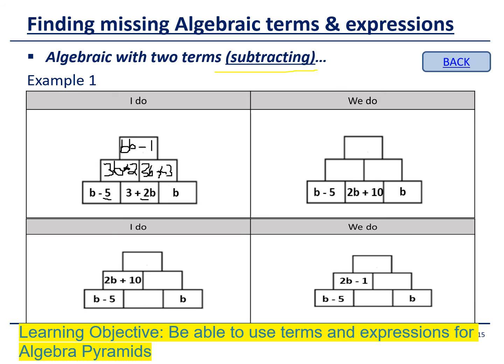Alright, for the second I do, let's start bottom middle. So how do we get from b to 2b in the middle row? Well, we're just going to need a b there in the middle bottom. So b and b, 2b. And then how do we get from 5 to 10? Okay, well, remember we had to subtract. So it must be a plus 15. Because if we take 5 from 15, that gives us plus 10.